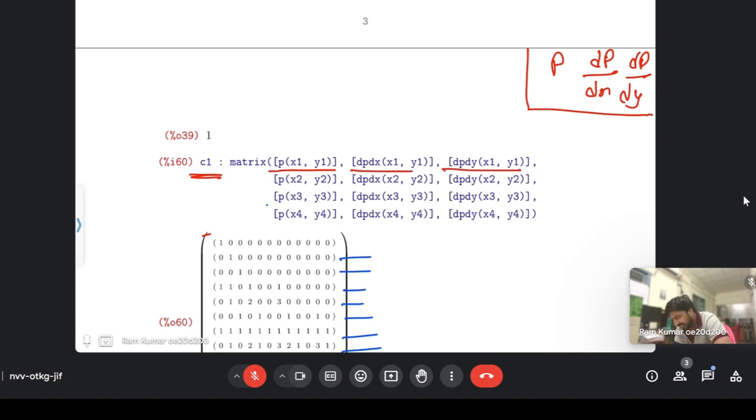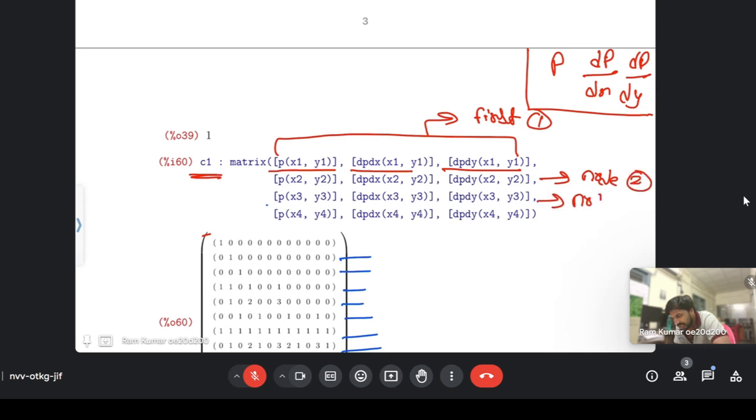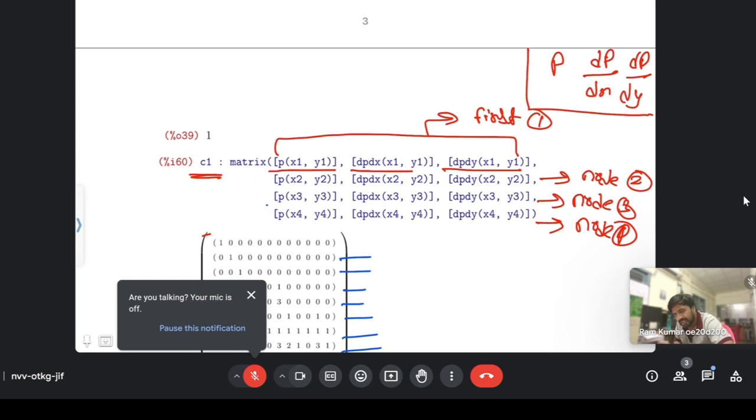So this is for the first node. These 3 are for node 1. This is for node 2. This is for node 3. This is for node 4. I think this is correct. This is fine. So we have a total of 4 nodes. First this expression will calculate node 1, node 2, node 3, node 4. That's fine.